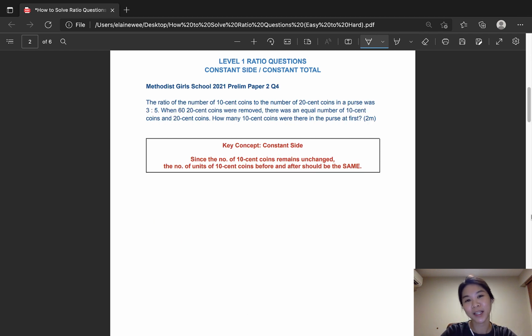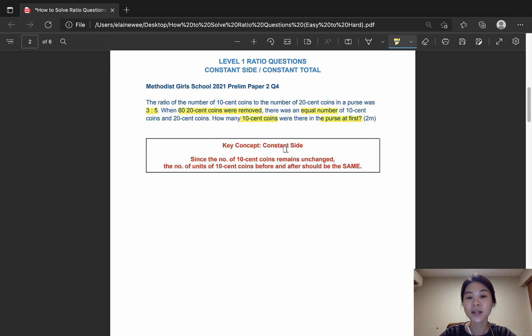Now, let's move on to another question. This question involves constant side ratio, and it is actually taken from the same paper, worth 2 marks. The ratio of the number of 10-cent coins to the number of 20-cent coins in a purse was 3 to 5. When 60 20-cent coins were removed, there was an equal number of 10-cent coins and 20-cent coins. How many 10-cent coins were there in the purse at first? Now we should also highlight equal number because that is very crucial.